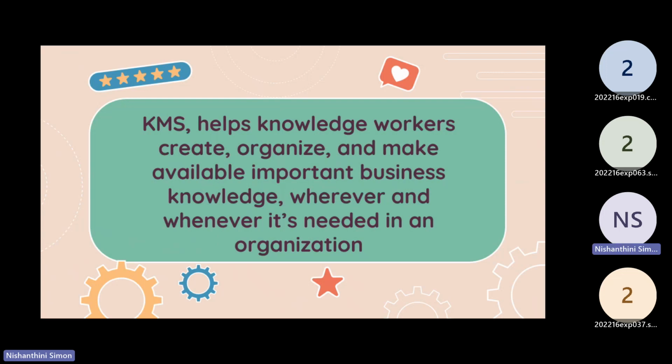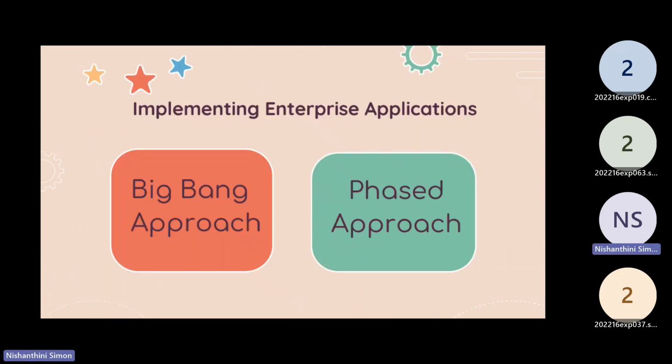So now we have discussed four: the CRM, SCM, and then here we have talked about the ERP and the KMS. So now let's move into some common things which we should be knowing. We are going to implement a system. When we are going to implement these enterprise applications, mainly we can follow two ways. One is what we refer to as the big bang approach, the other one is the phased approach.